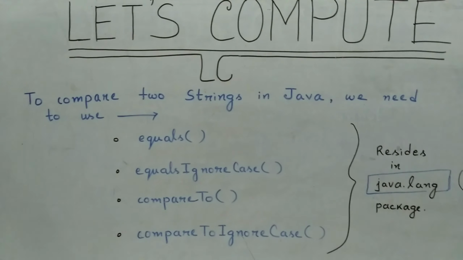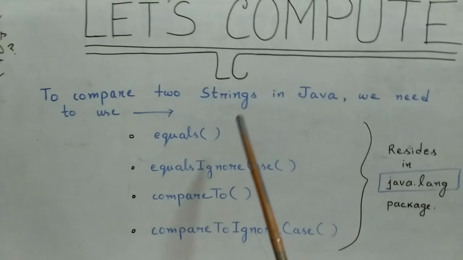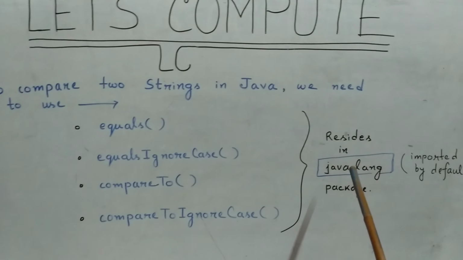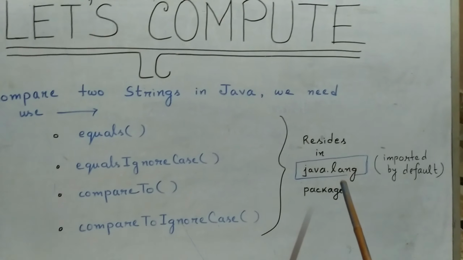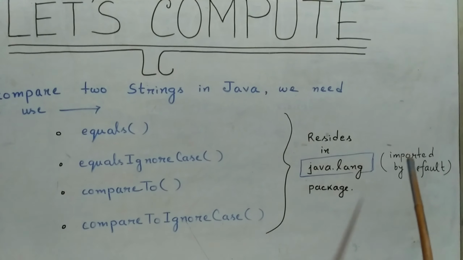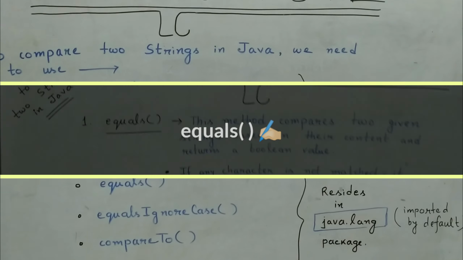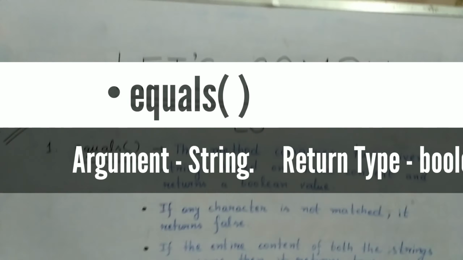Yes, we can compare two strings in Java using these four functions. These functions reside in the java.lang package. Yes, that very package which is imported by default by the compiler itself. Okay. We have got the first string comparison function, equals.